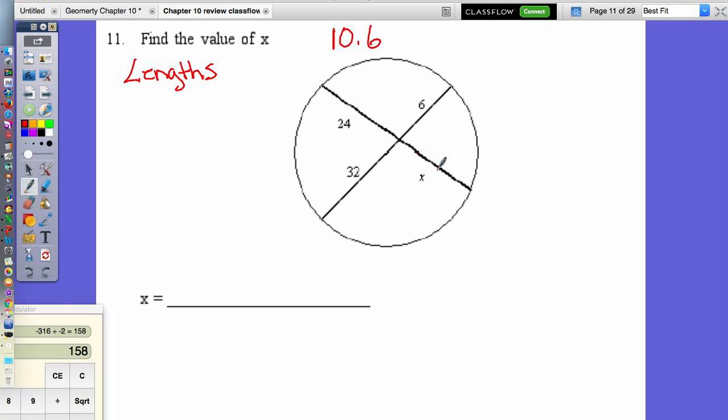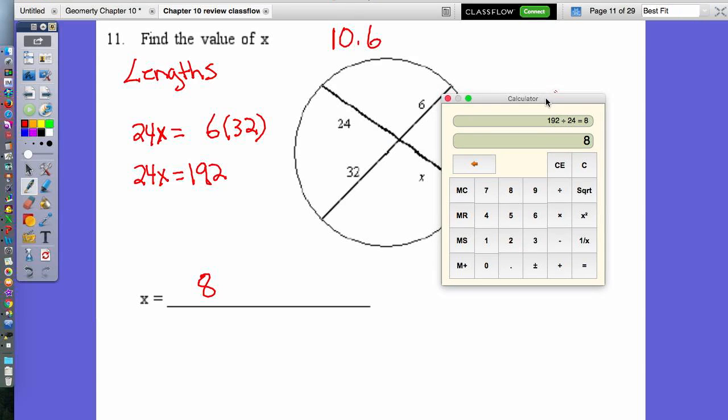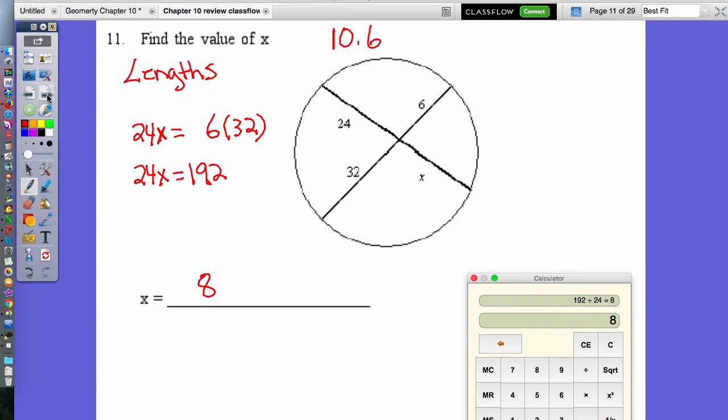So this said you multiply each of the portions of the segments together. So 24x equals 6 times 32. 6 times 32 is 192. So 24x equals 192. 192 divided by 24 is 8. So x equals 8. That's an actual number in length.